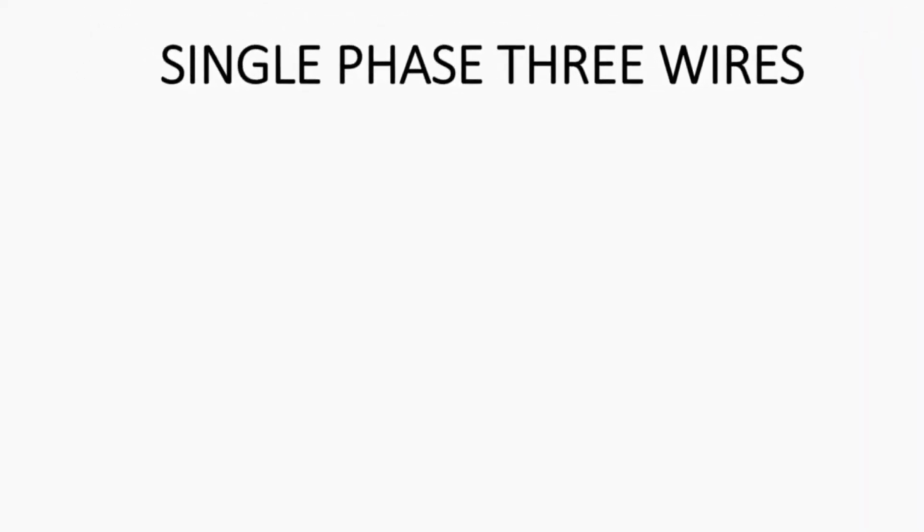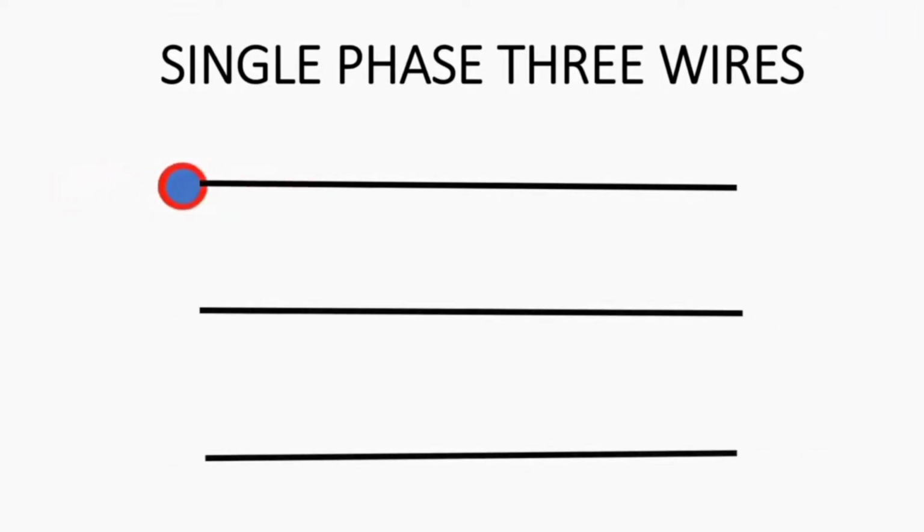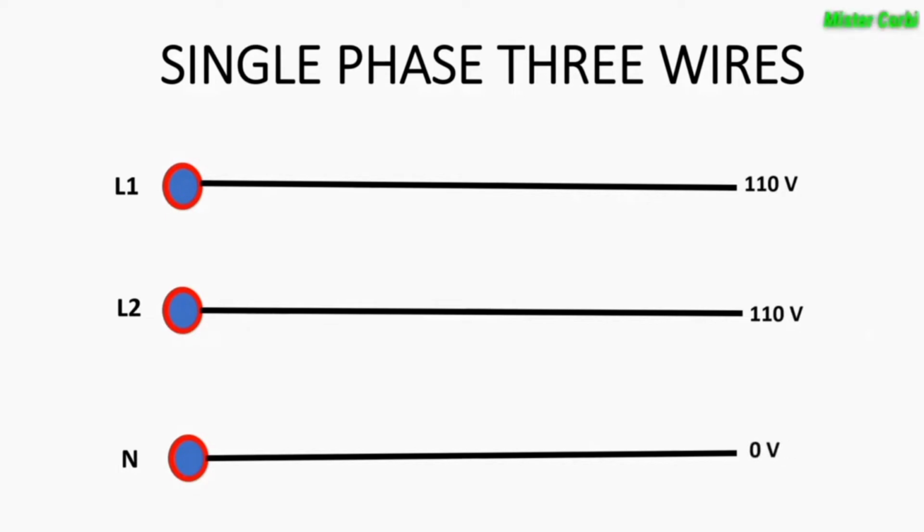Single-phase 3 wires. Single-phase 3 wires is composed of 3 lines: line 1, line 2, and neutral. Line 1 has 110 volts, line 2 has 110 volts, and neutral has 0 volt. When we use line 1 and neutral as our voltage supply, line 1 has 110 volts plus neutral has 0 volt is equal to 110 volts.